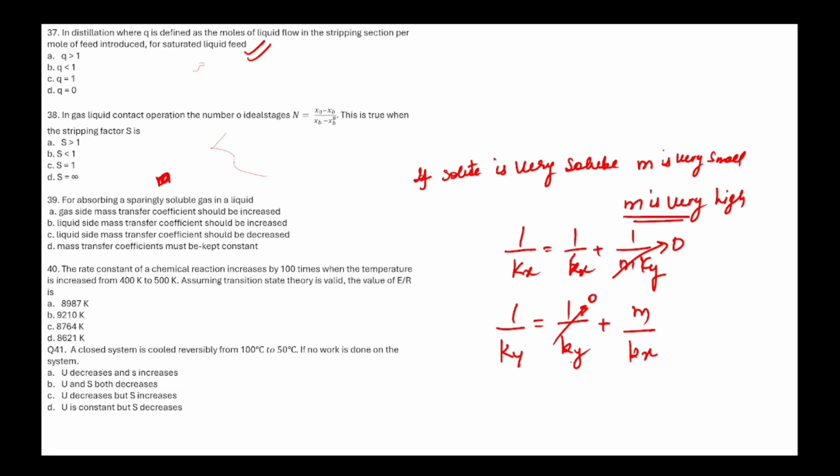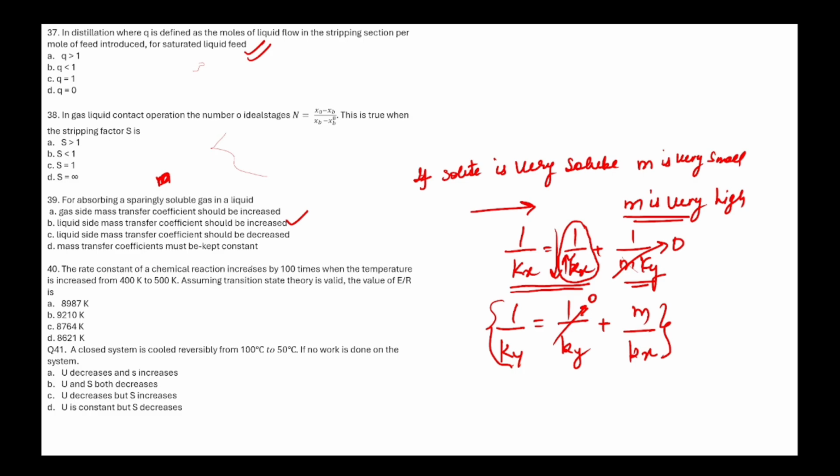Okay. So from this we can't conclude anything, but if this is 0, then we are only left with the liquid side mass transfer coefficient. So we have to increase the liquid side mass transfer coefficient in order to reduce the resistance, because 1 upon kx is the resistance. If you increase this, then resistance will decrease, then gas will go more, right?